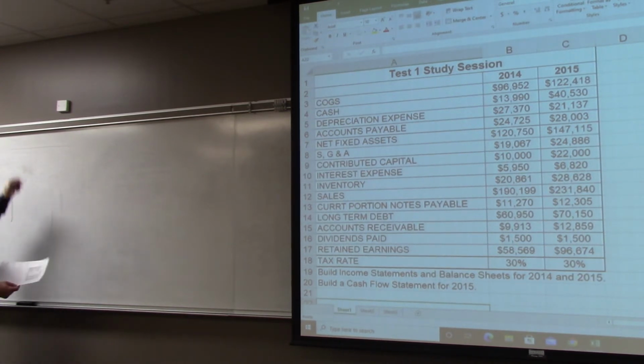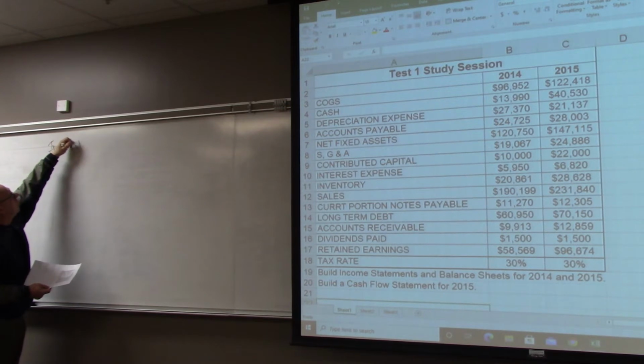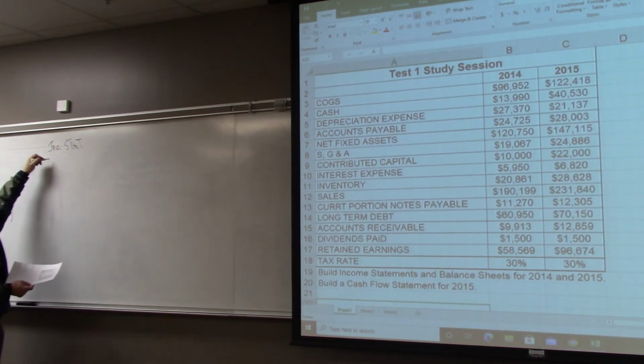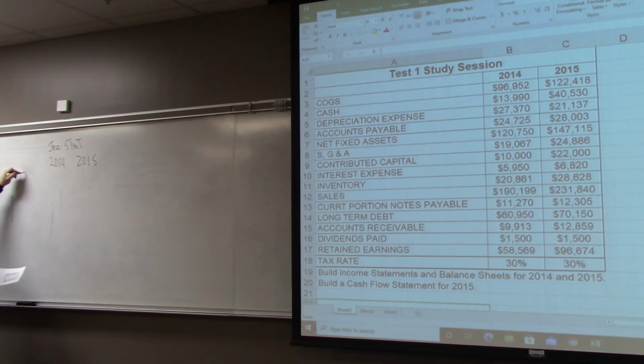Okay, that's the edge. All right, so let's do an income statement first. We'll do 2014 and 2015. We'll start with sales, cost of goods sold, gross profit, SG&A, depreciation, EBIT, interest, pre-tax income, taxes, and net income. That is the template for the income statement. So we're going to look through these line items and put them in the correct order.